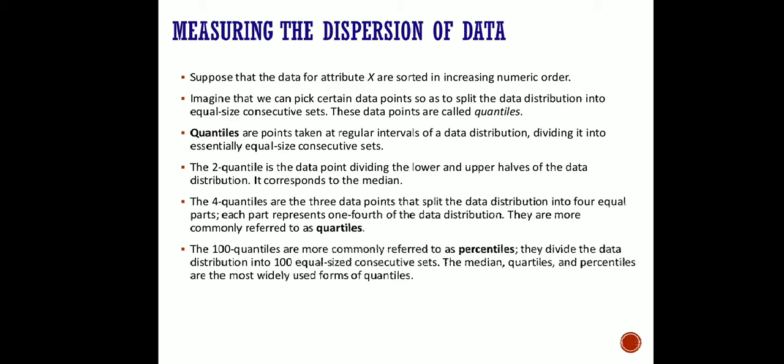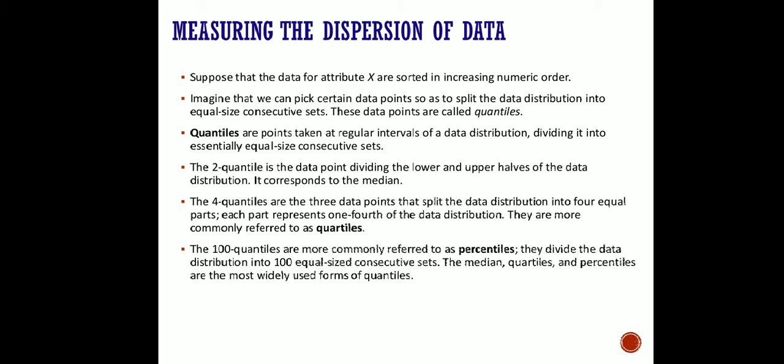So let us consider the data for attribute x. Say one attribute x is there and it has data, and we have sorted the data in ascending order. Now let us imagine that we can pick certain data points so as to split the data distribution into equal size consecutive sets. So we have to distribute the data using equal sized consecutive sets. Let us see how quantiles help in this data distribution into equal size consecutive sets.